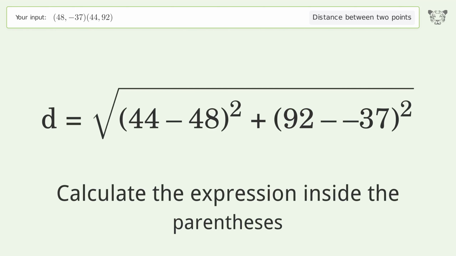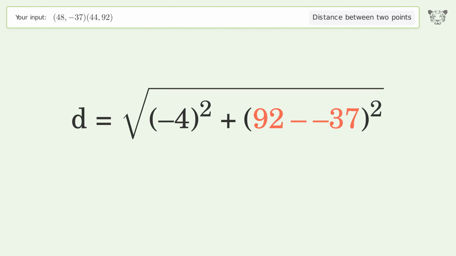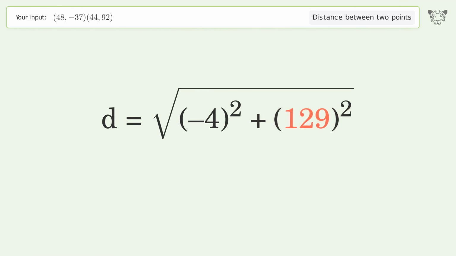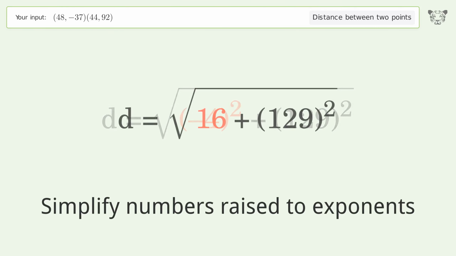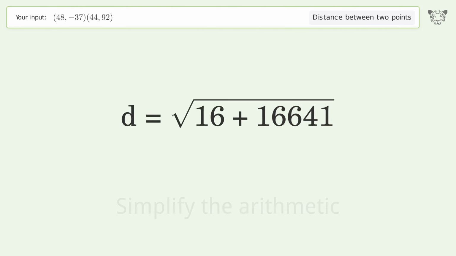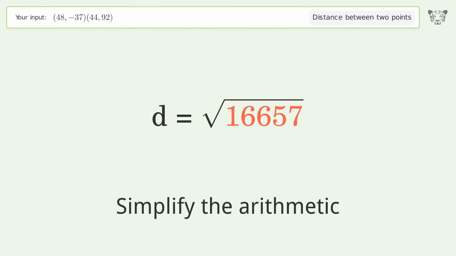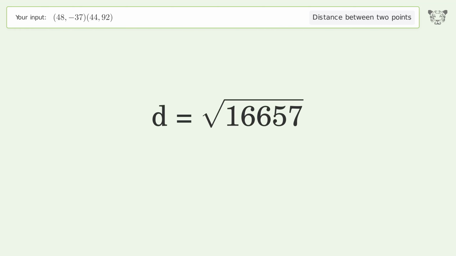Calculate the expression inside the parentheses. Simplify numbers raised to exponents. Simplify the arithmetic. And so the distance between the 2 points is the square root of 16,657 or 129.062.